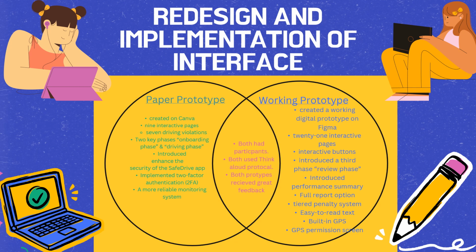In order to redesign the interface, we used the outcomes of feedback from our 3 participants, Krista, Jeffrey, and Jonas. We chose to use a Venn diagram to show the difference between our original application made on Canva and our new updated application made on Figma. Originally, we started off on Canva and created our 9 interactive pages, whereas now we have created a working digital prototype on Figma and we now have 21 interactive pages.